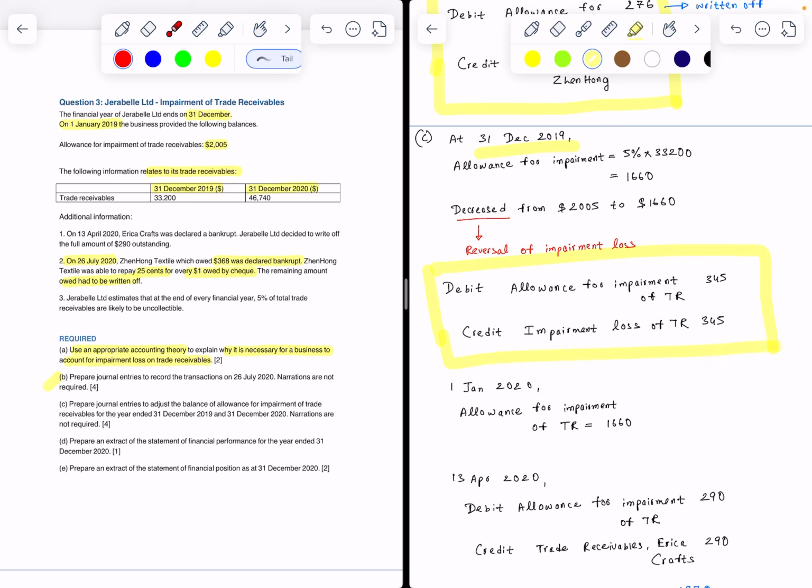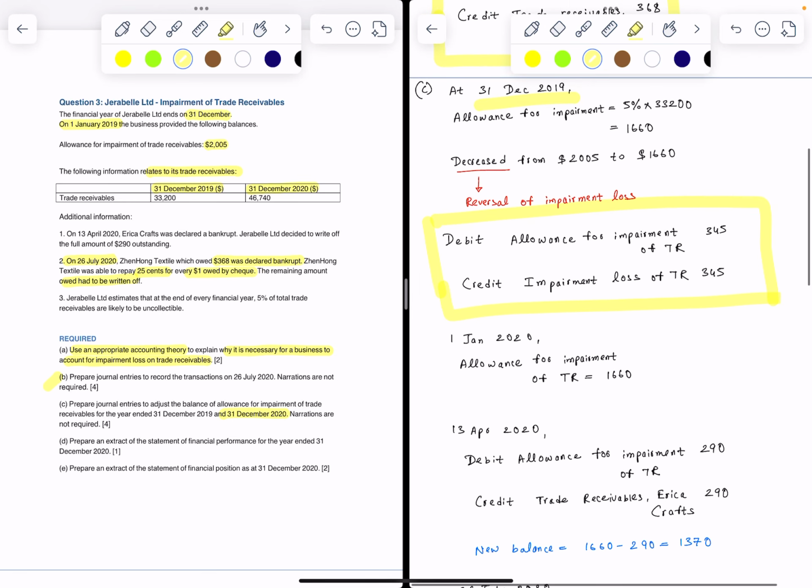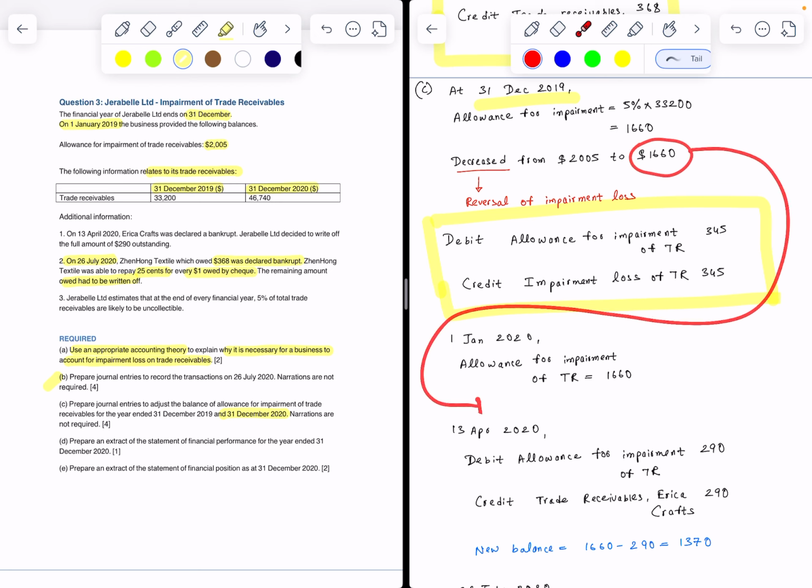Now the question also requires us to adjust everything at 31 December 2020. To do that, we have to go through all the events that have happened and we will see what's going on. All right, so in the year 2020, let's start with 1 Jan 2020, from the very beginning of the new financial year. So we know at 31 December 2019, the closing balance for allowance for impairment of trade receivables is $1,660. Okay? This is the opening balance in the new financial year starting 1 Jan 2020. So just remember that.